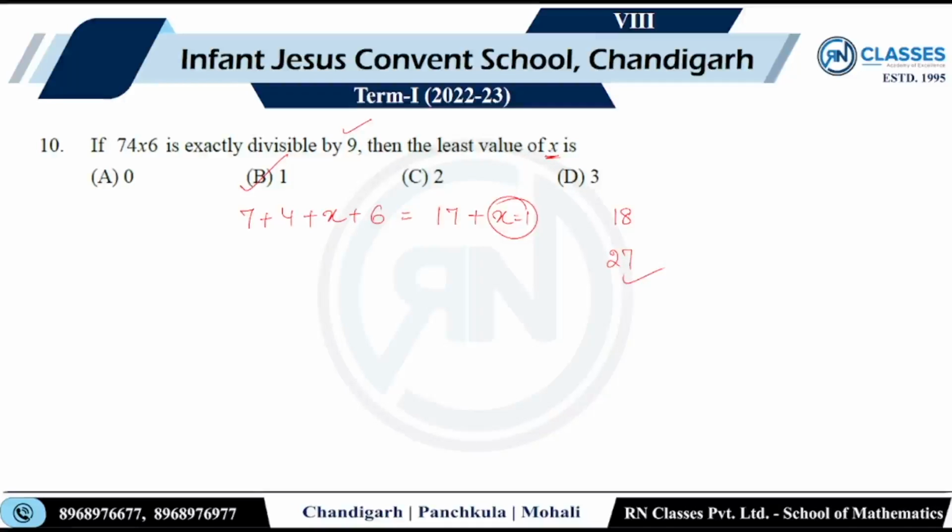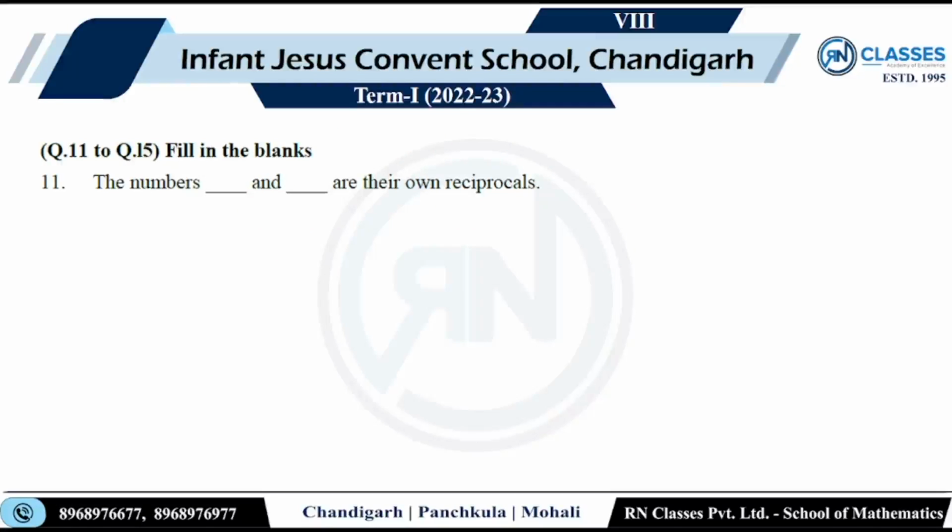MCQs are done. Straight away jumping on. Fill in the blanks. 5 questions. Fill in the blanks. Still 1 mark each. The numbers dash and dash are their own reciprocal. सबको पता है 1 का रेसिप्रोकल क्या होगा. देखो 1 के नीचे 1 ही तो होता है, 1 ही बनेगा. -1 के नीचे 1 होता है, इसका रेसिप्रोकल कर देंगे तो 1 by -1 which is nothing but -1. वो चीजें पता है, 1 and -1. Right option.